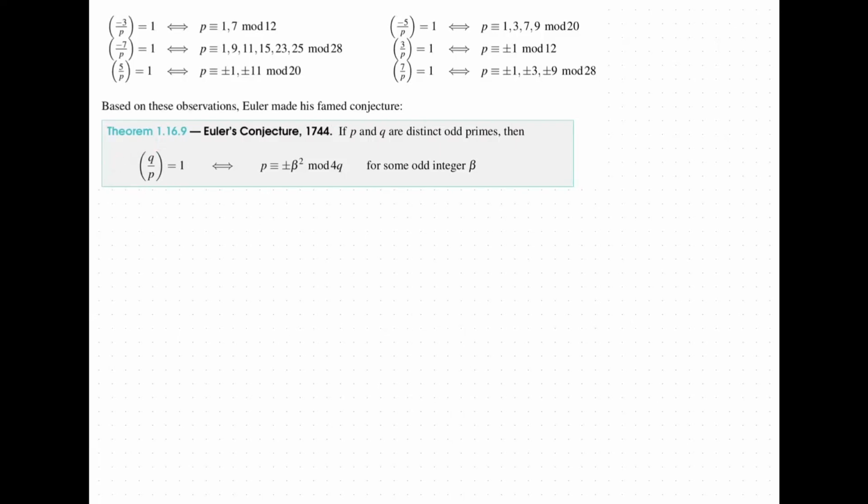And so one of the homework questions that you had, you come upon looking at Legendre symbols based on 2 odd primes. And what Euler realized is that q on p is equal to 1 if and only if p is congruent to plus or minus beta squared, where beta is an odd integer, mod 4 times q. And so this is the statement that Euler conjectured, and it would later be proven by Gauss in what we call the law of quadratic reciprocity.